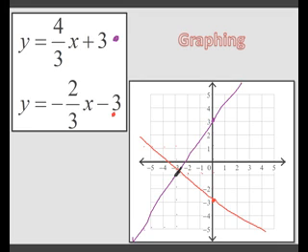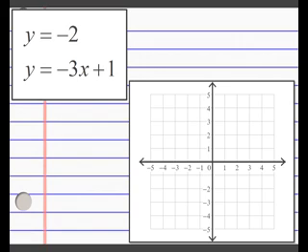Now, since my lines are not parallel and they are not the same line, that means my answer is going to be one solution. It's going to be that point where they should have crossed, and that would have been -3, comma, -1. So that's my solution for this first system of equations. -3, comma, -1.